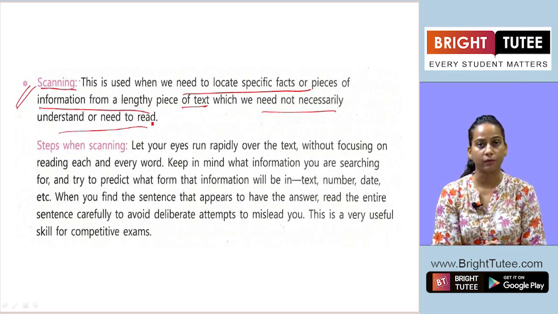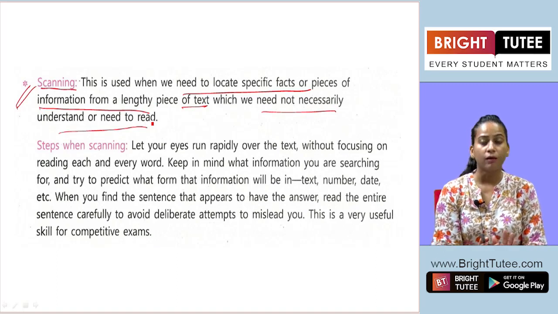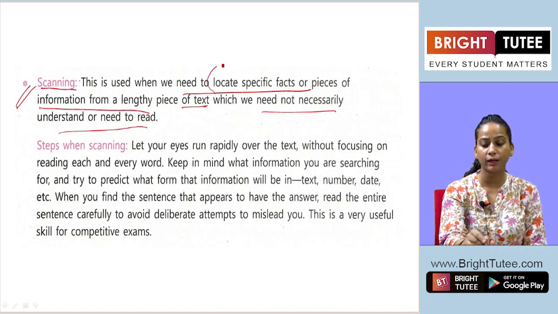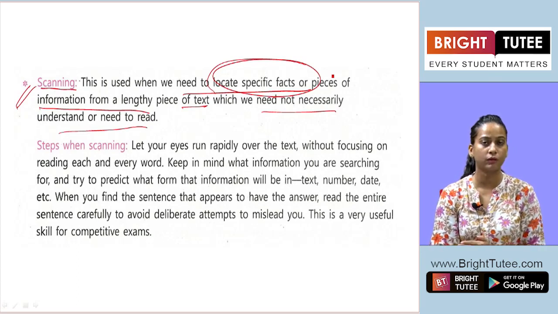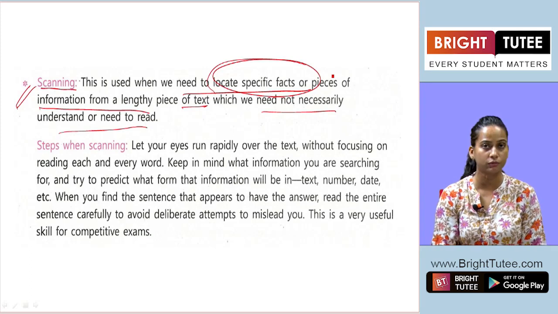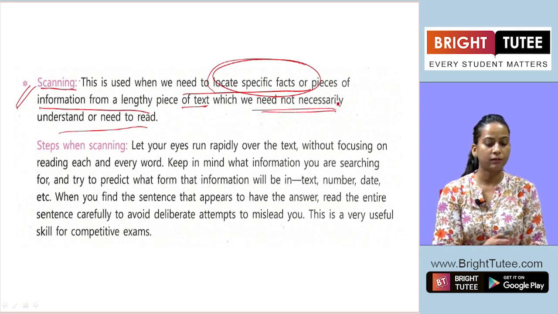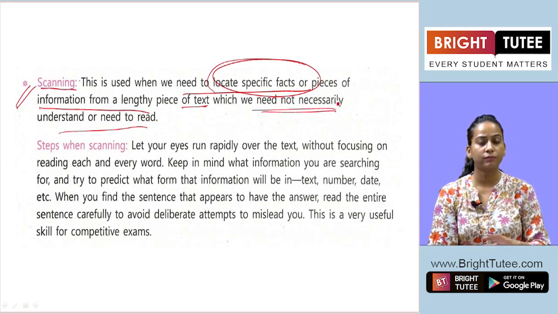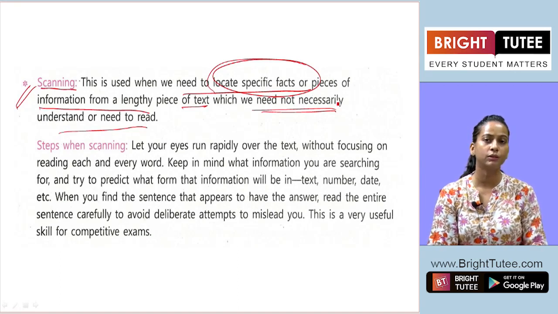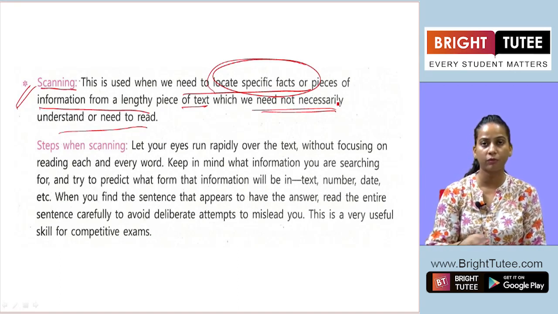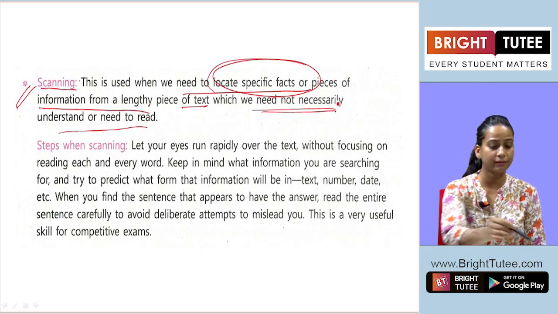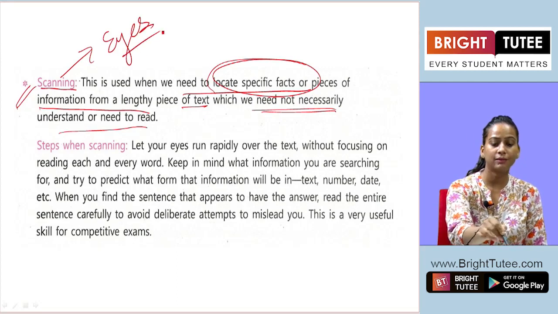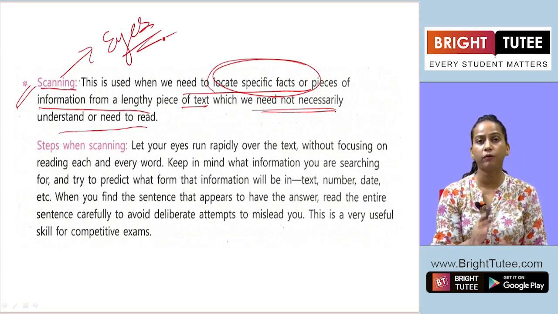So, scanning. What is the meaning of scanning? When we need to locate specific facts or particular information, only then are we doing scanning. We are looking for those particular keywords only, which we need not necessarily understand, but other than that, we don't have to focus on the rest of the text. Only some information we are looking for, and with our eyes we are going to do scanning. Eyes as a sense organ are going to play a very important role in this scanning.